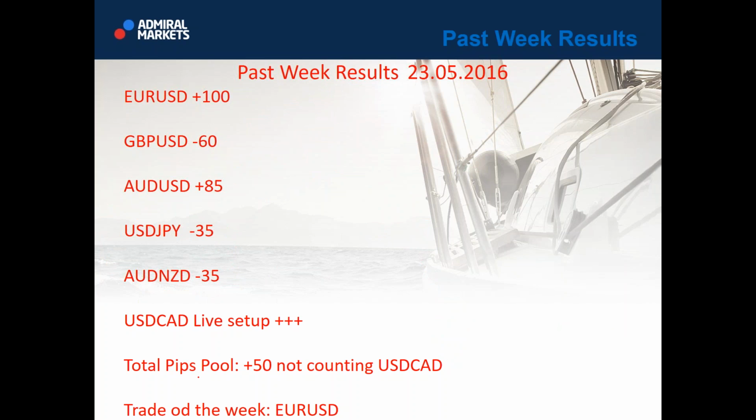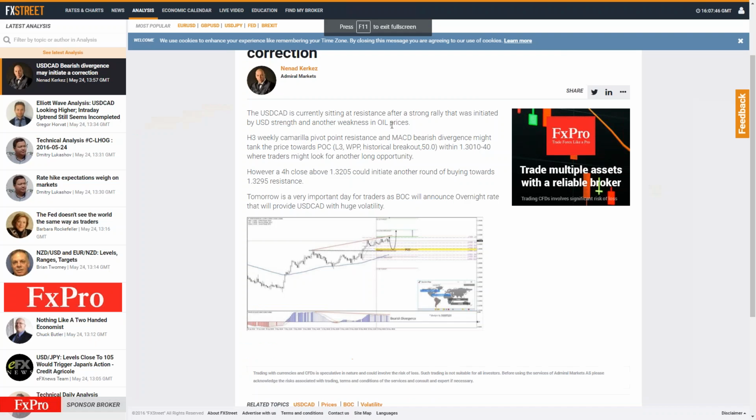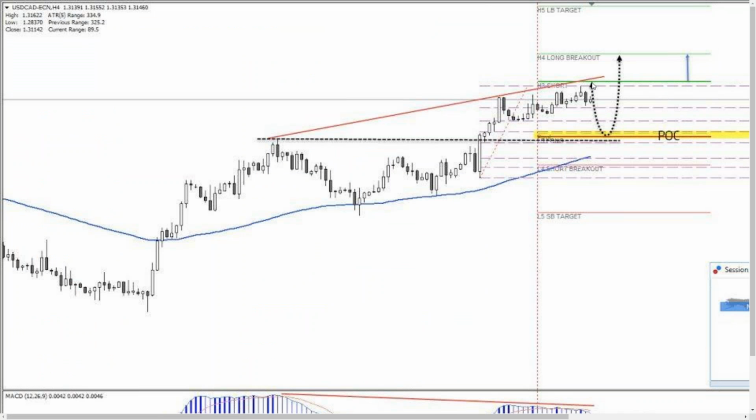Well, total pips pool was 50 pips, okay, but I didn't count the dollar CAD trade. I gave you a live setup on dollar CAD, and the next day I went through the analysis. I think you remember the analysis. It was on the Forex Street website here, and actually this was very clear. Price went down, so you could have made 60-80 pips straight from our zone towards POC.